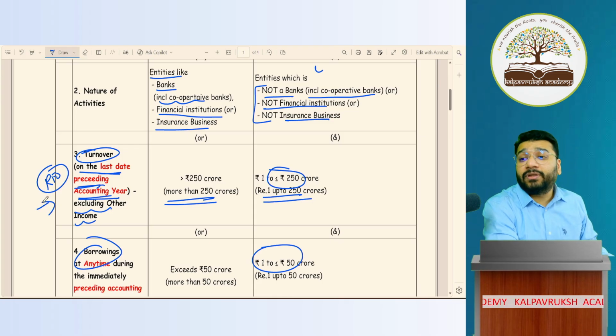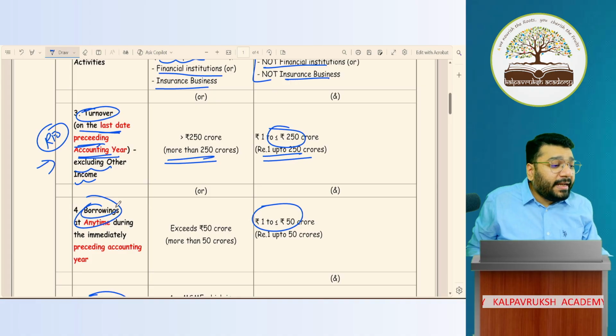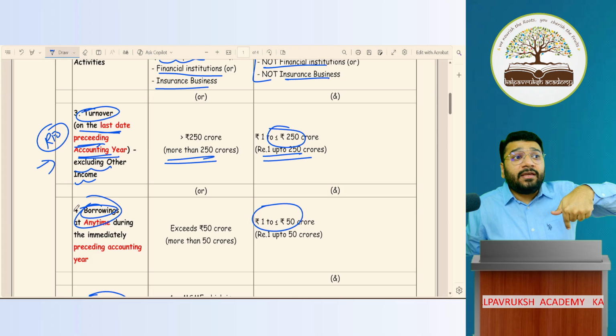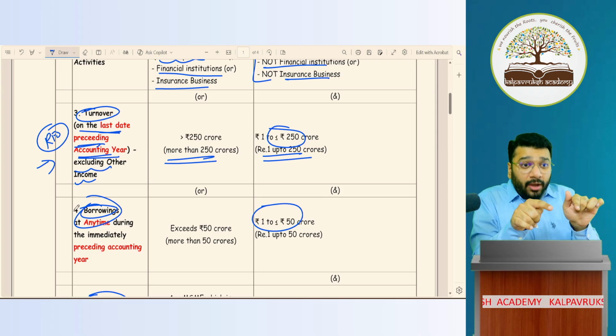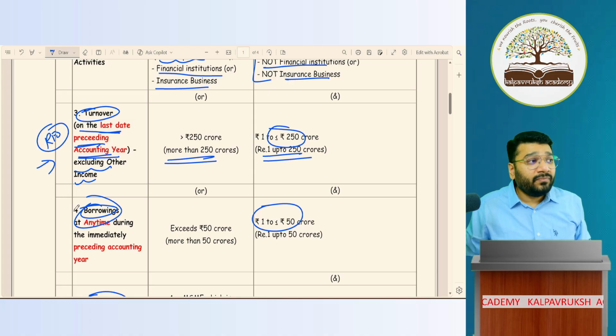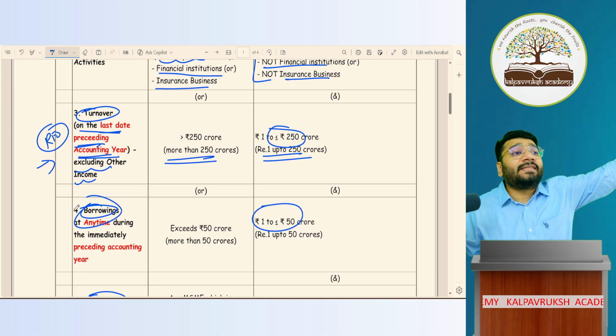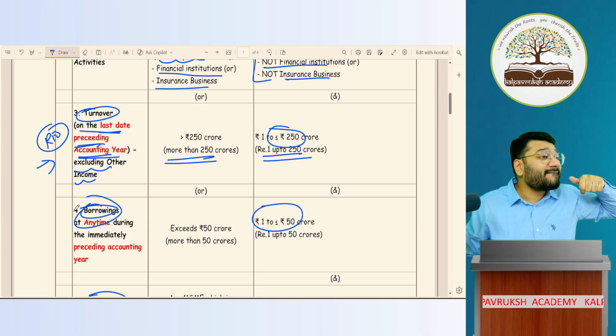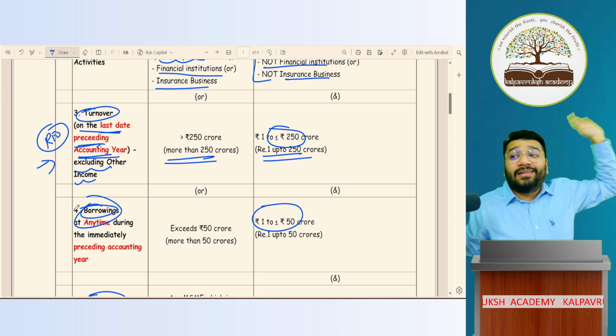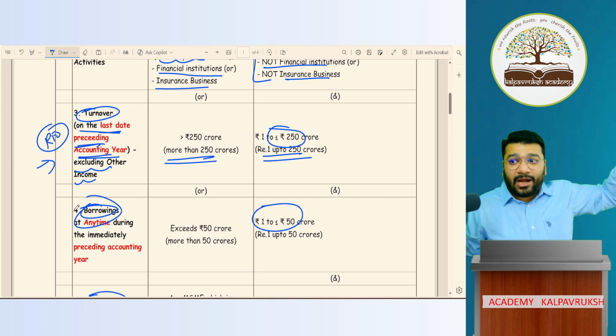Okay. What is the fourth criteria? Borrowing criteria. Borrowing of the current year, should I see? Current year I'm deciding whether I'm MSME or large entity. So borrowing of the current year? Always borrowing should be seen of the previous year. Which day of the previous year? Last day of the previous year. Sir, who said last day? Anytime during the previous year. The previous accounting year, clear.